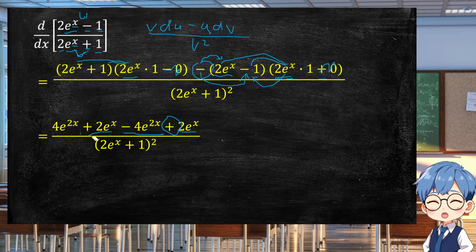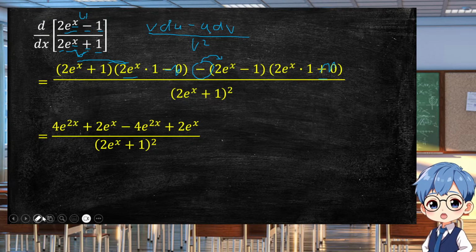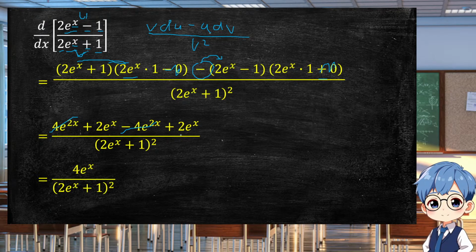Okay, so let's simplify further. I think we can combine. Yeah, we can combine here. So 4e to the power of x minus 4e to the power of x, it's just 0. So that's why this will be cancelled out. And then we have 2e to the power of x plus 2e to the power of x. We have 4e to the power of x. Okay, all over, of course, just copy the denominator. And this is the final answer.